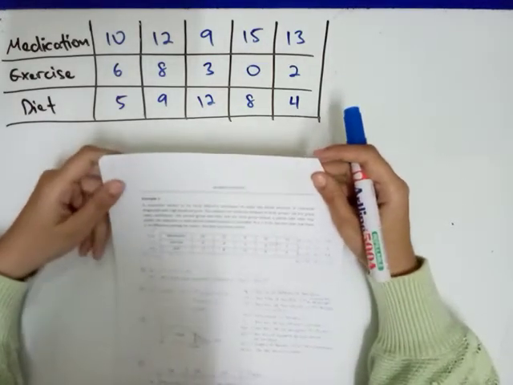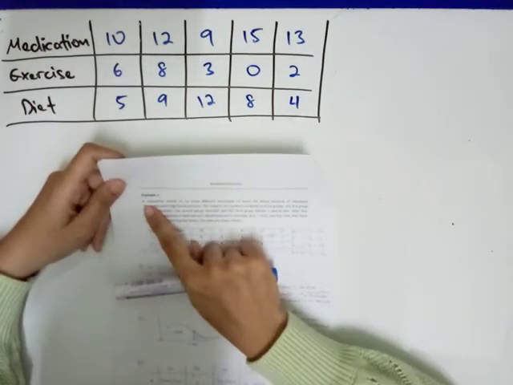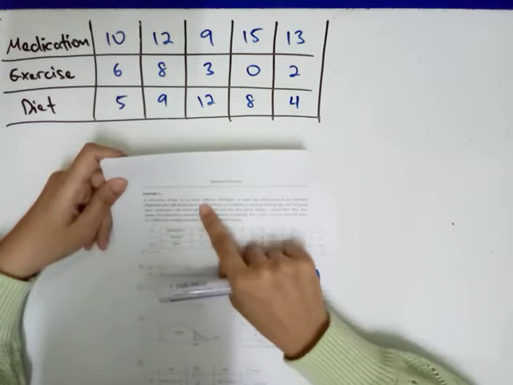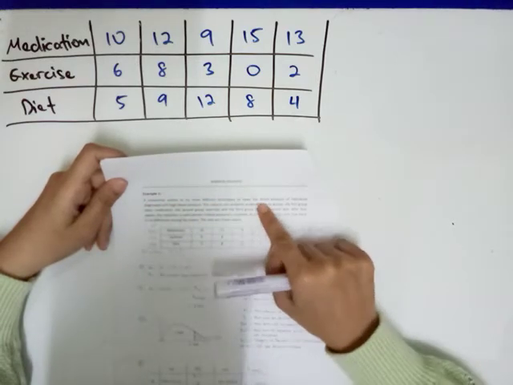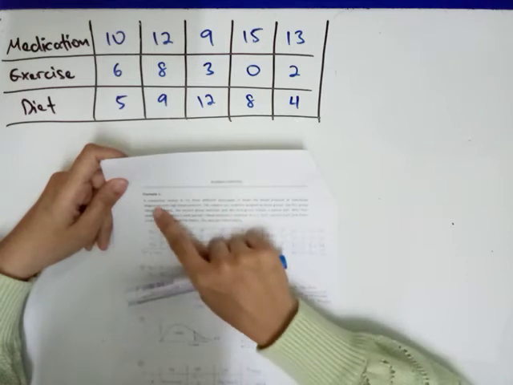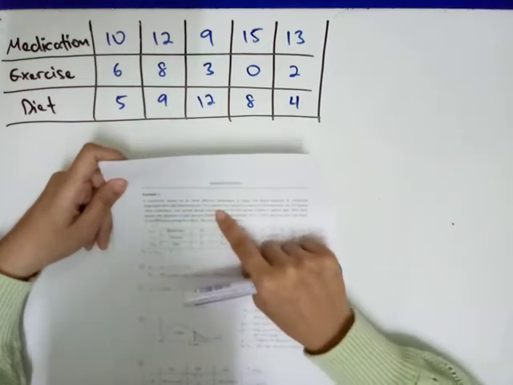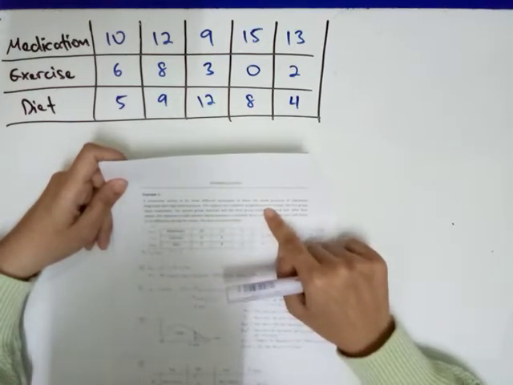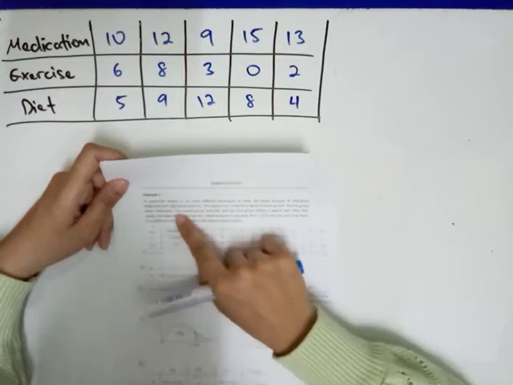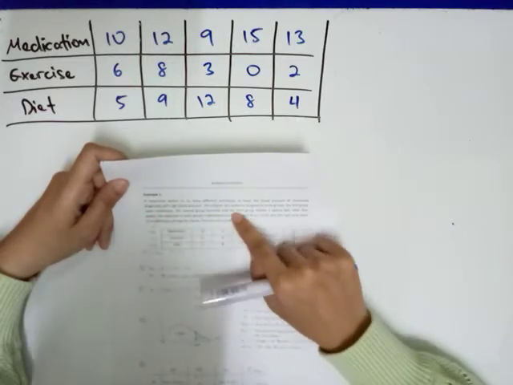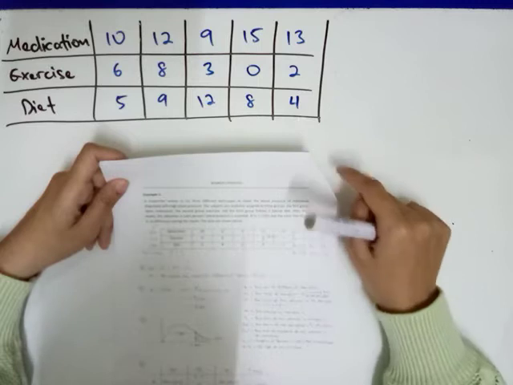Alright, look at example 1. Okay, the question: a researcher wishes to try 3 different techniques to lower the blood pressure of individuals diagnosed with high blood pressure. The subjects are randomly assigned to 3 groups.